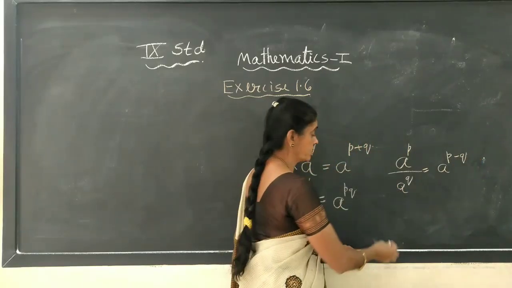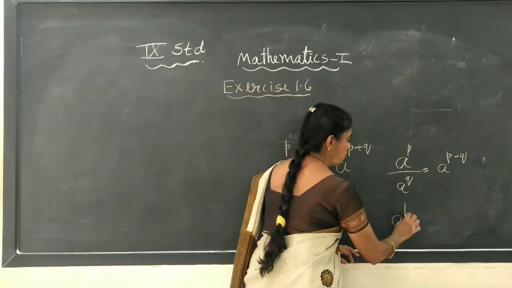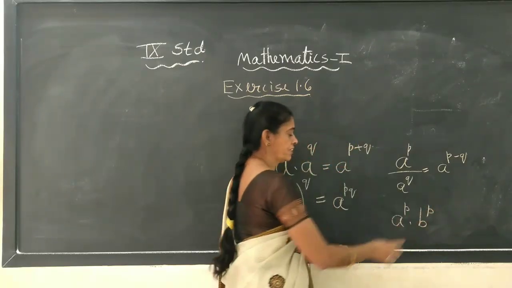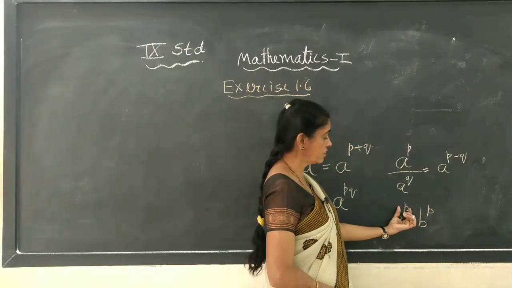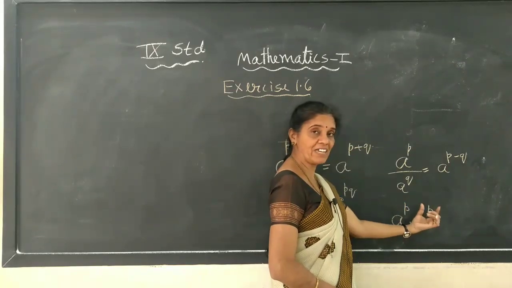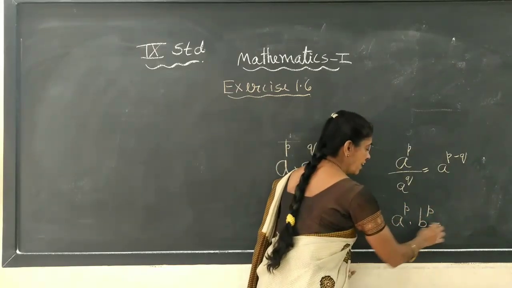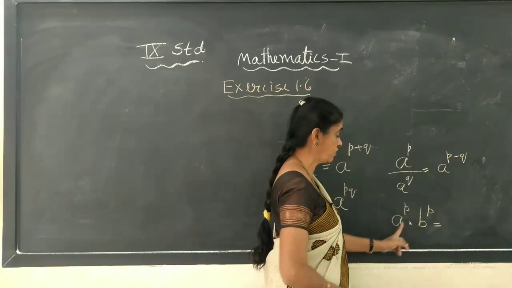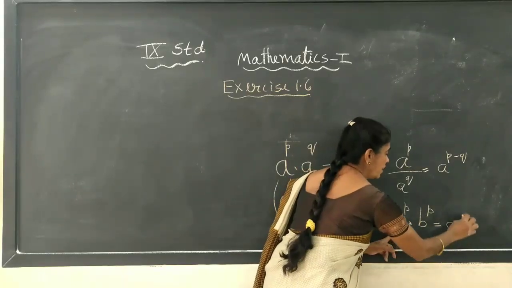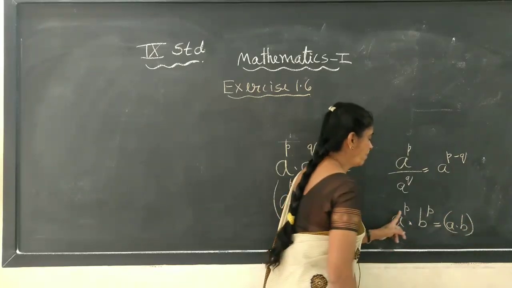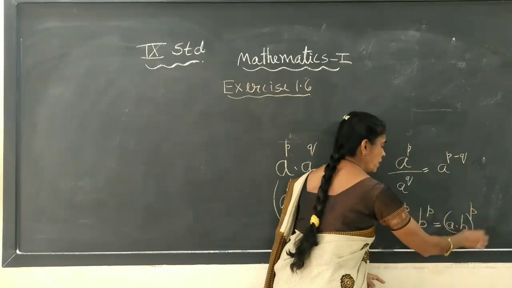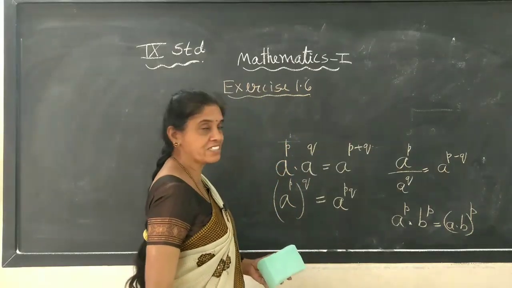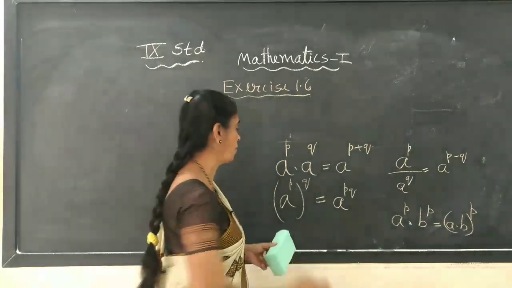And lastly we studied a to the power of p into b to the power of p. If two numbers with different bases have the same exponent, and the operation is multiplication, then we can multiply a into b and the power will be the same, p. So these are the laws we made use of yesterday to solve some example problems.